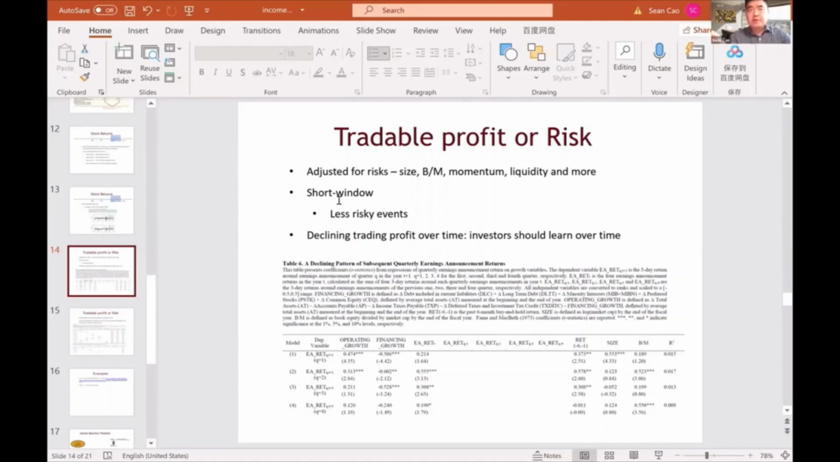I want to tell you guys how to generate returns from the short-term red line. This is a classic trading strategy used by hedge funds. The green line is by skill, not by luck, and not by risk. So this is one point. Basically, I adjust for the transaction cost.